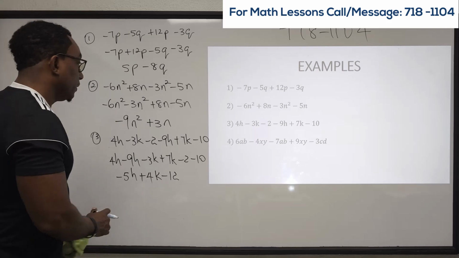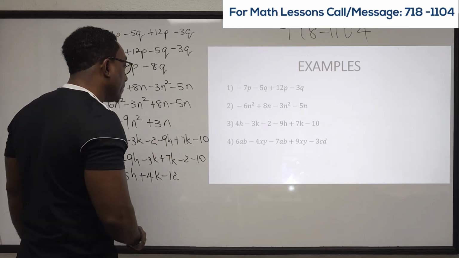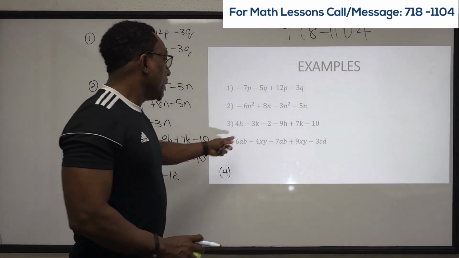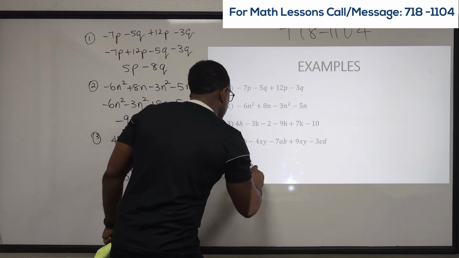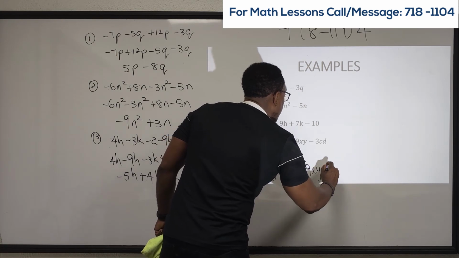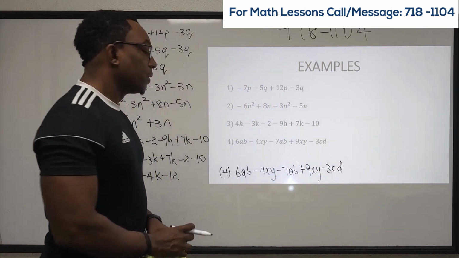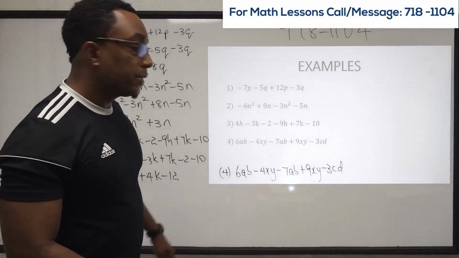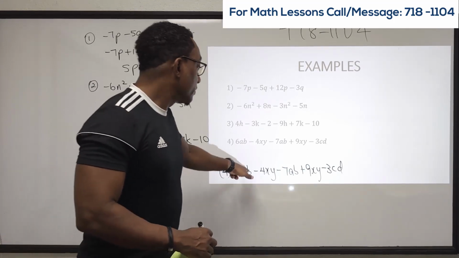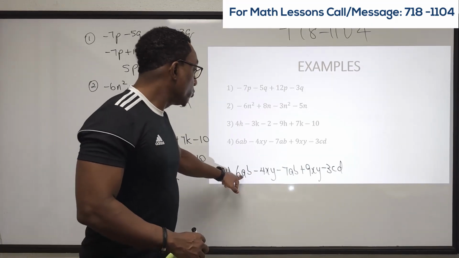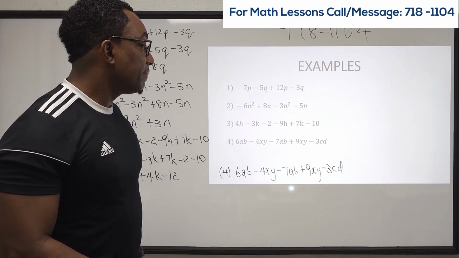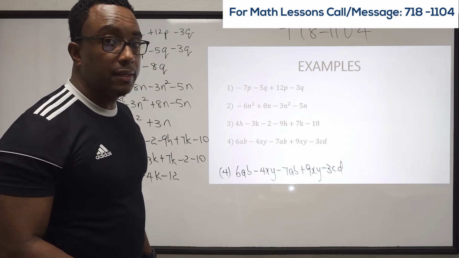So let's look at question 4, or example 4. And I'll put example 4 here. So we have 6ab minus 4xy minus 7ab plus 9xy minus 3cd. So what we have here are how many terms? 1, 2, 3, 4, 5 terms, and yes, you can have terms with 2 variables, right? So these are 2 quantities. So we have 6ab, negative 4xy, negative 7ab plus 9xy, minus 3cd.